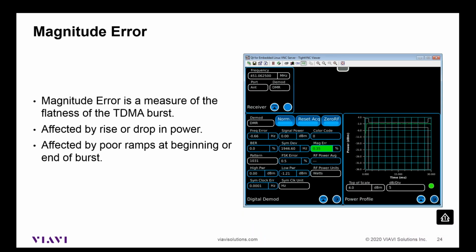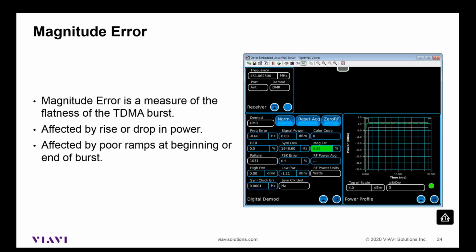Another TDMA parameter is magnitude error. Each of those bursts that occur in a TDMA signal needs to be of constant amplitude. In other words, we don't want the power tailing off at the end. We also don't want there to be any ringing on it, the power fluctuating up and down. We want to make sure that the ramps are good so that the power comes up sharply like it should and rolls off sharply like it should.